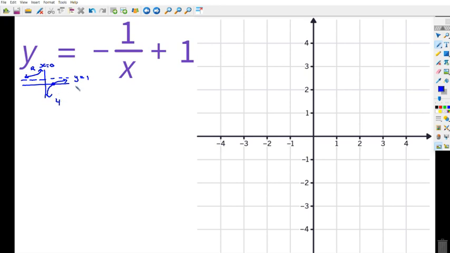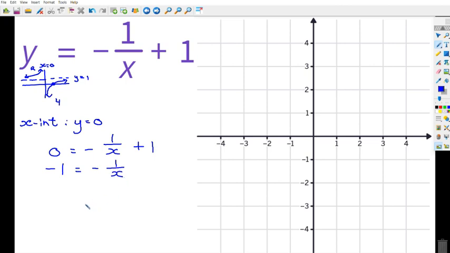When I'm cutting the x-axis or the y-axis, we can call that the x or y intercept. So here I've got an x-intercept. What do I know about x-intercepts? On my x-axis, my y value is always 0. Now let's go find what that x-intercept is going to be. If I substitute y equals 0 into negative 1 over x plus 1, I take the 1 over, so I've got negative 1 equals negative 1 over x.